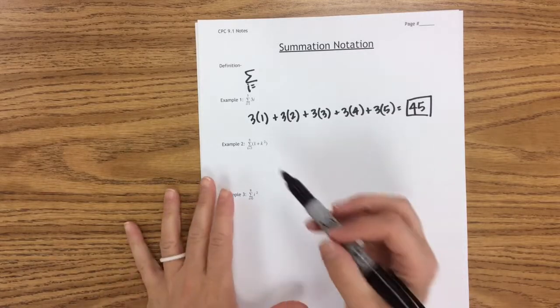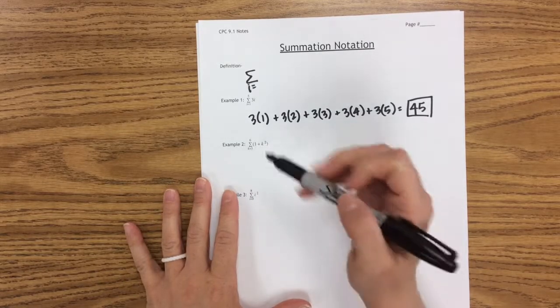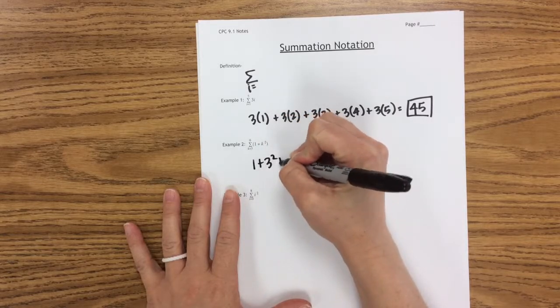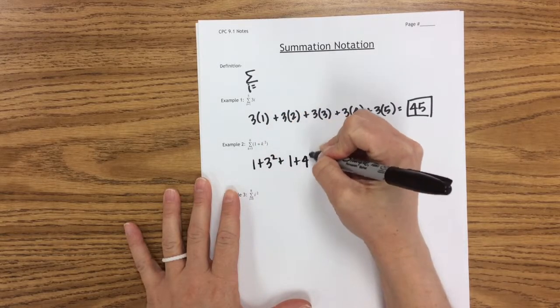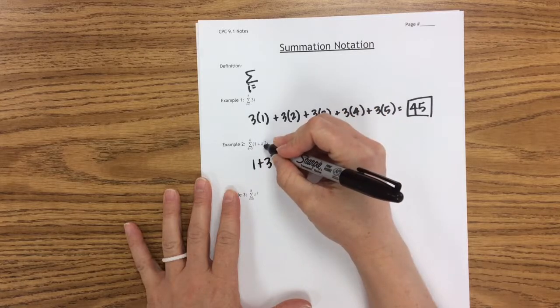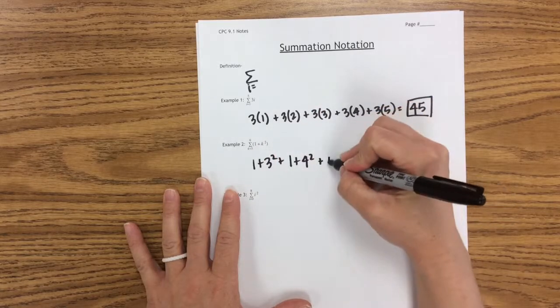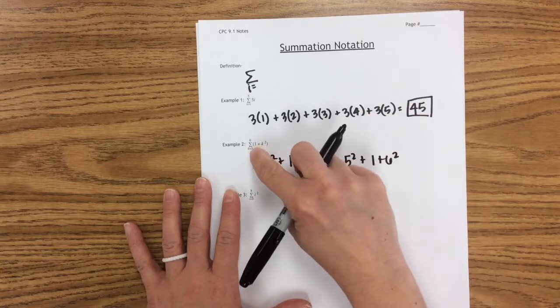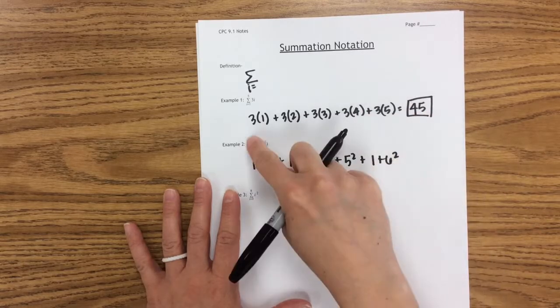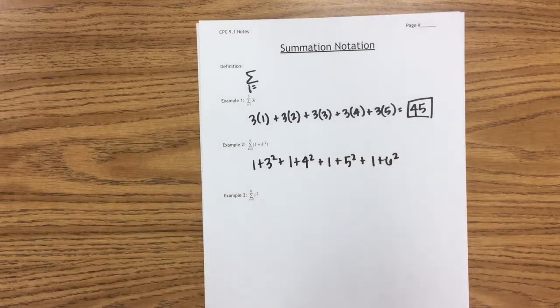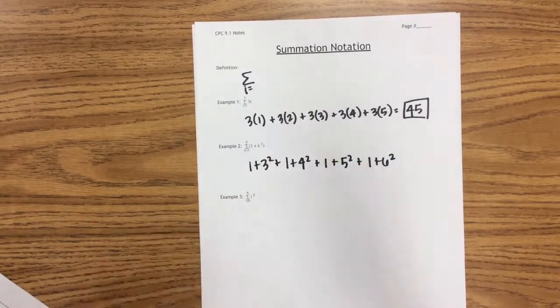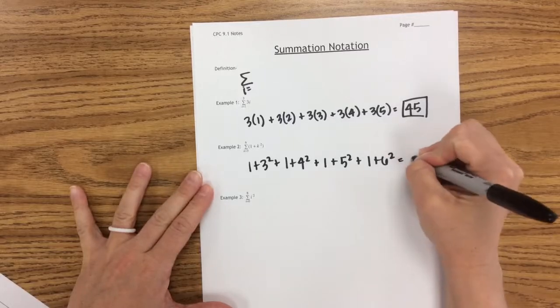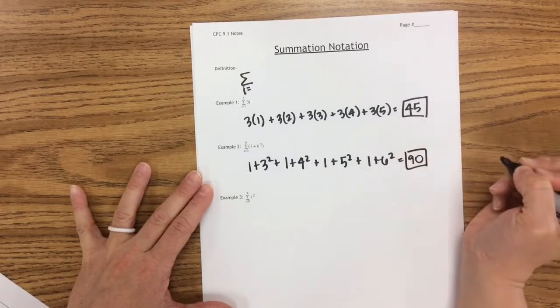For the next one, the bottom number is 3. So I'm going to plug in 3 and then plug in 4. I have to rewrite that whole formula every time, plugging in the number. Then plug in 5, then plug in 6. I've plugged in 3, I went up, plugged in 4, 5. When I plug in 6, then I'm done. So here I get 1 plus 9 plus 1 plus 16 plus 1 plus 25 plus 1 plus 36. And for this one, the answer would be 90.